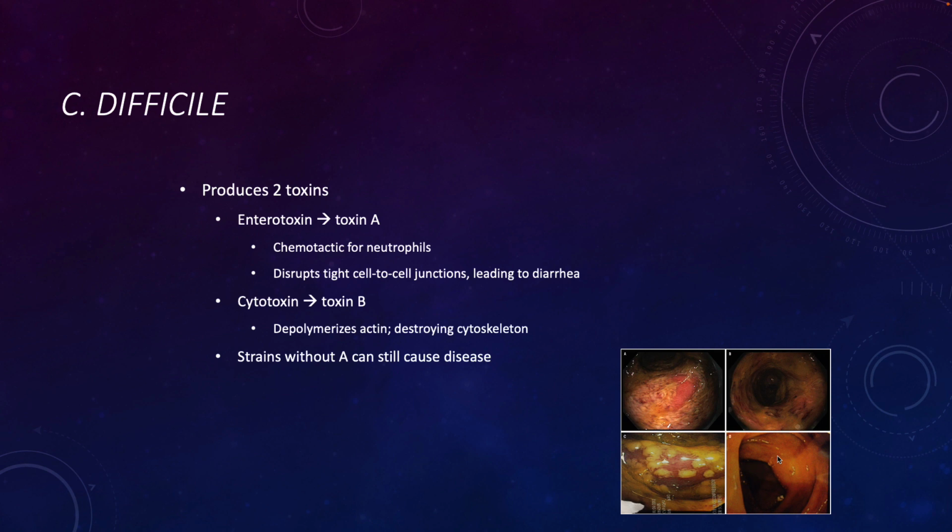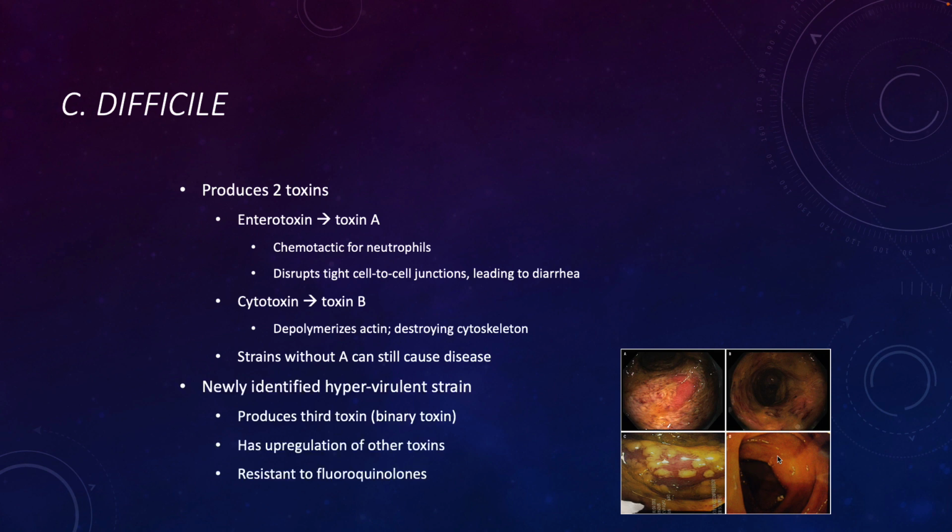It also has a cytotoxin, toxin B, that can depolymerize actin, and that destroys the cytoskeleton. And remember, especially in the intestines, those microvilli are super important for water absorption, and if the cytoskeleton is destroyed, that can prevent appropriate formation of microvilli. Strains without toxin A can still cause disease, so it is not necessary to have toxin A to cause disease.